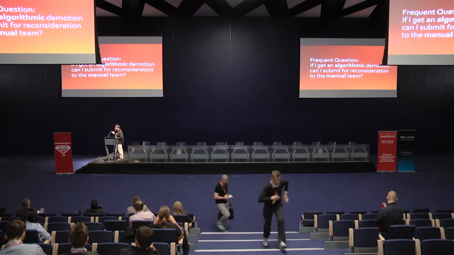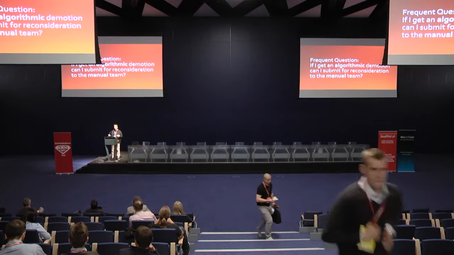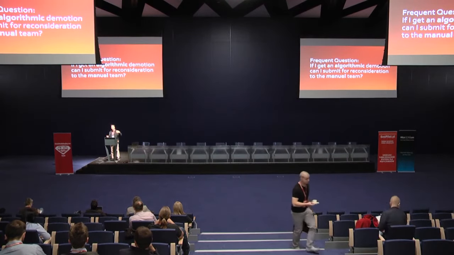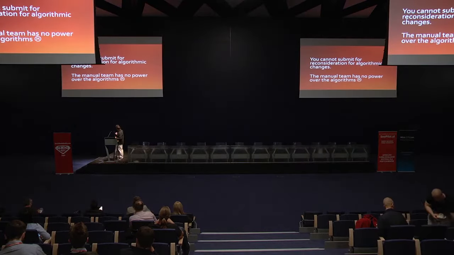Now, I often get asked, if I have an algorithm like Penguin or Panda hit my site, can I submit a resubmission request and get the manual team to fix it? And the answer is no, you cannot do that, quite simply because the manual team has no power over the algorithms. It's a different team. The web spam team is not the manual team. So they have no power over the algorithms put out by Google's engineers, and nor would they care to help you even if they did.